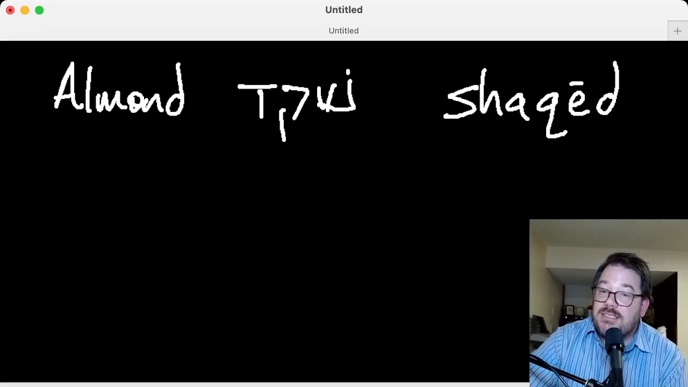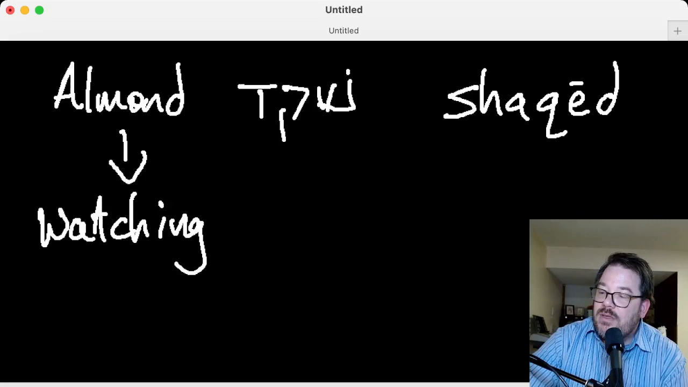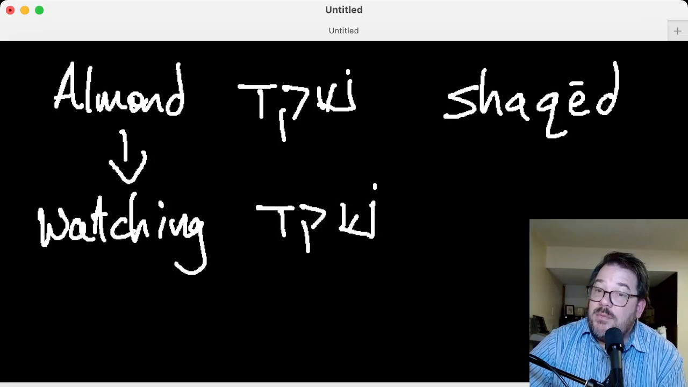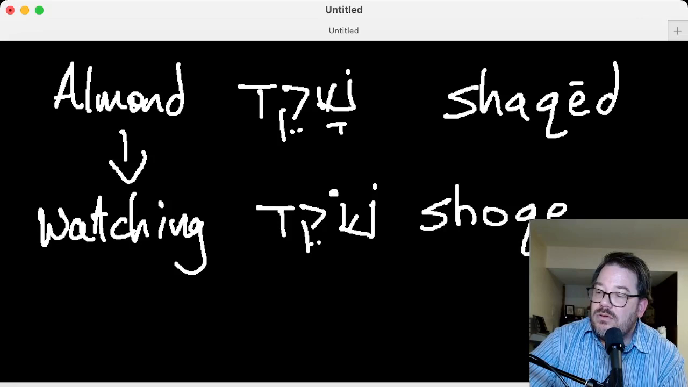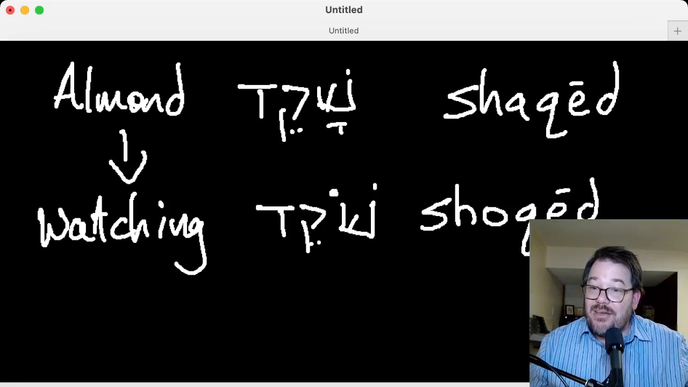And then you also have the almond tree equated with the word watching. And the word watching is the same Hebrew letters, consonants. But when you add in the vowels for almond, you have shaked. But for watching, you have shoked. Okay? So hopefully you see how that is. It's really just a play on words.